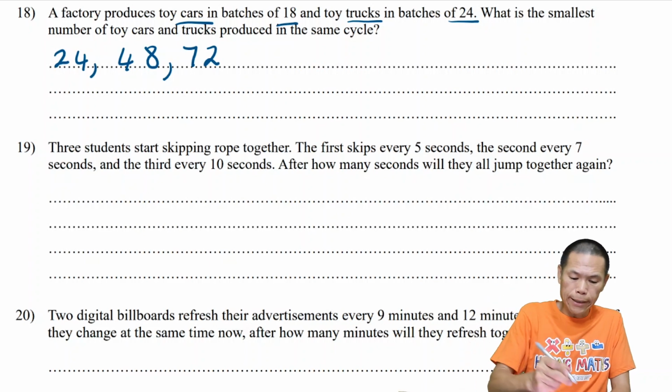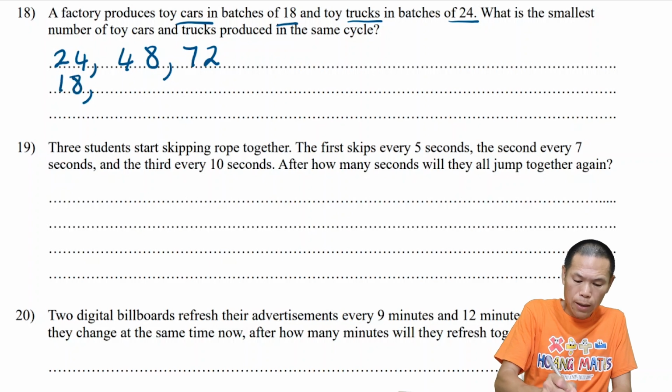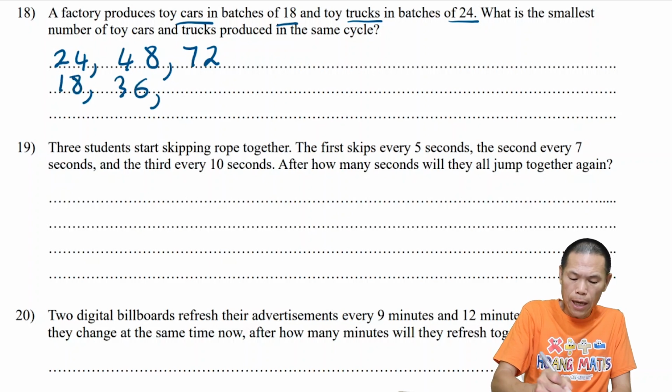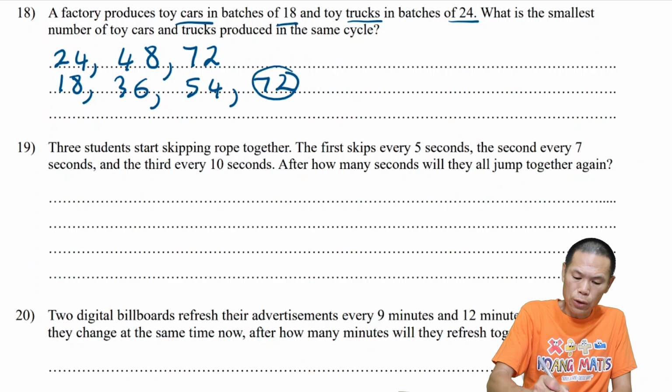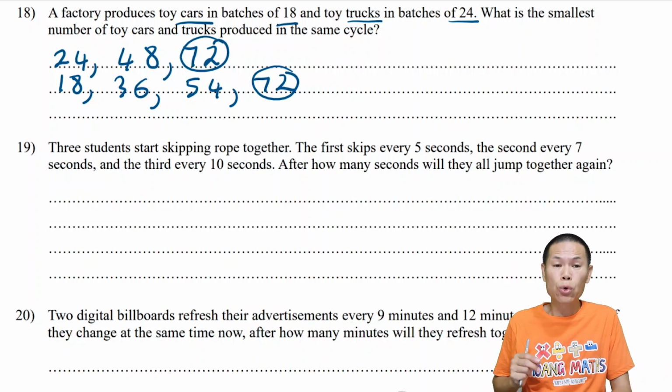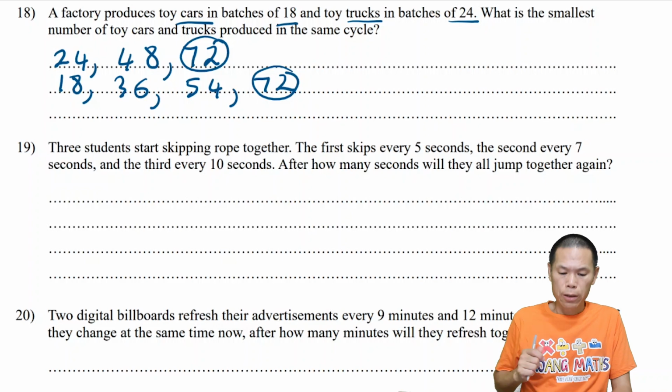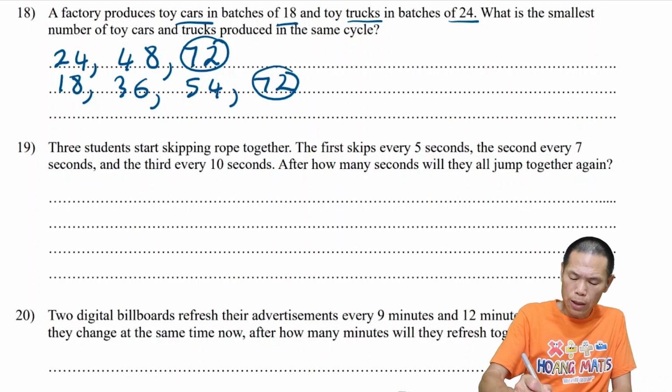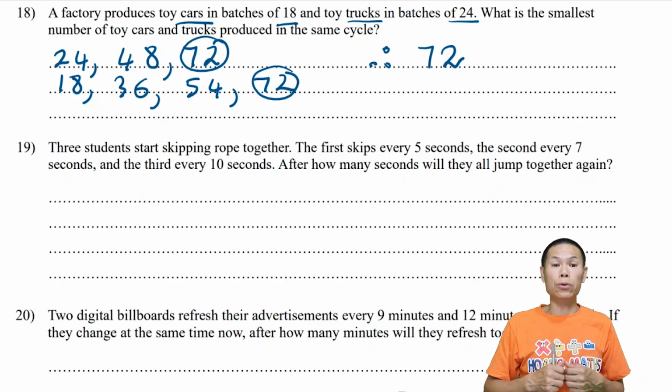Otherwise, we can start with 18 here. 36, add another 18, gives me 54, and we add 18, gives me 72. So there you go, 72 toy cars and 72 trucks. So let me just write that down here. So therefore, 72. That will do.